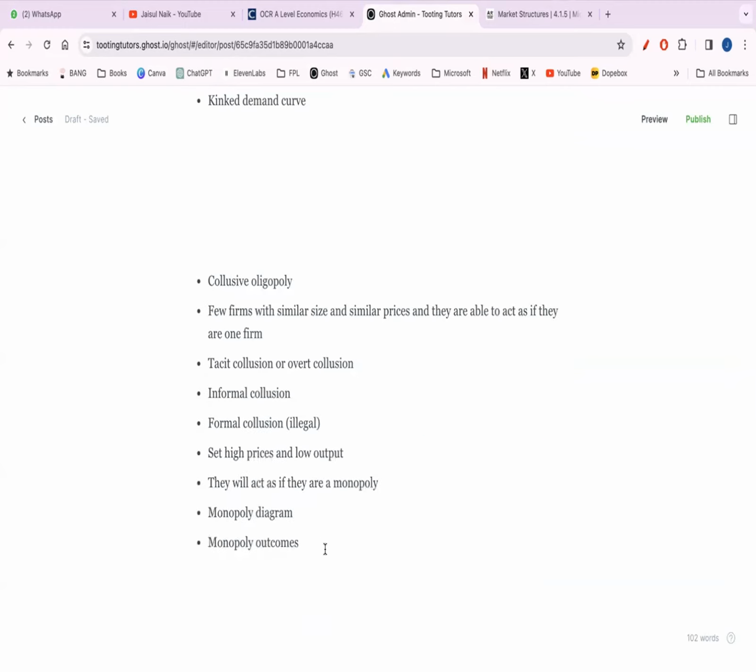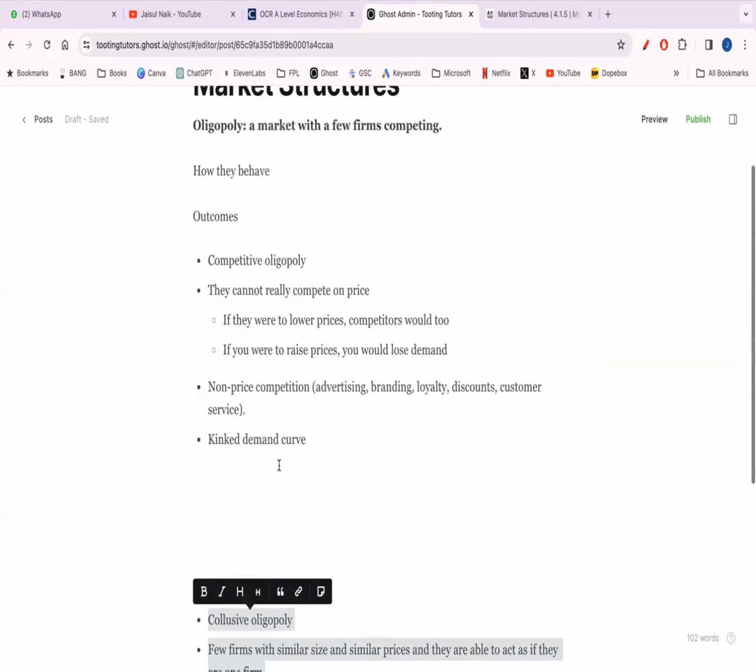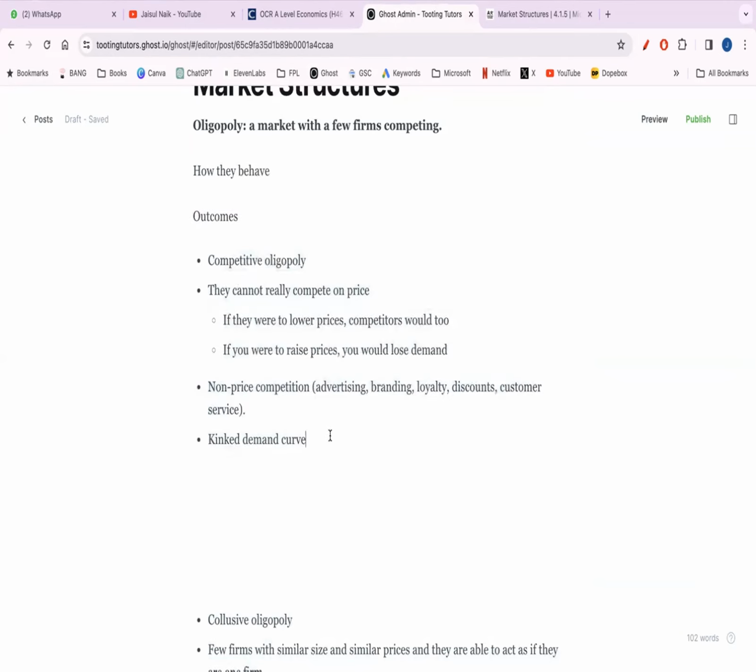When you're evaluating this, just evaluate everything we do in Monopoly in the next lesson. When you're evaluating this, you can say that overall, it benefits customers because customers get to benefit from different types of advertising, loyalty, customer service, because firms are only allowed to compete on things apart from price.